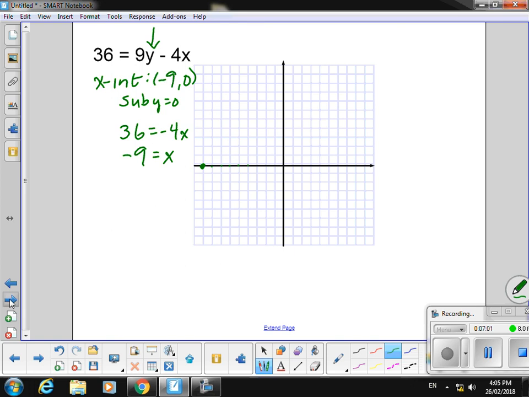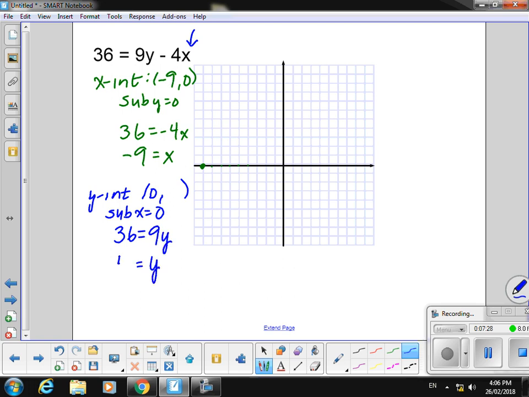For my y-intercept, that is where I have a 0 value for my x. So I'm going to substitute x equals 0 into the equation, which means that the last term is 0. If I put a 0 there, the negative 4x becomes 0. And I am left with 36 equals 9y. If I divide both sides by 9, I have a y value of 4. So my y-intercept is positive 4. And that is enough information to be able to graph my line.